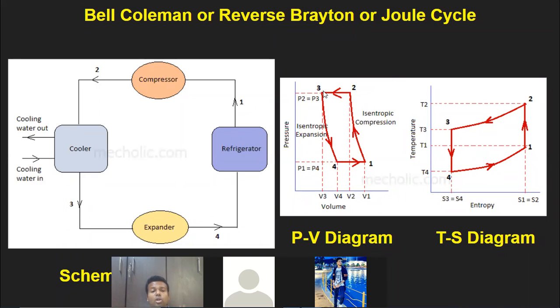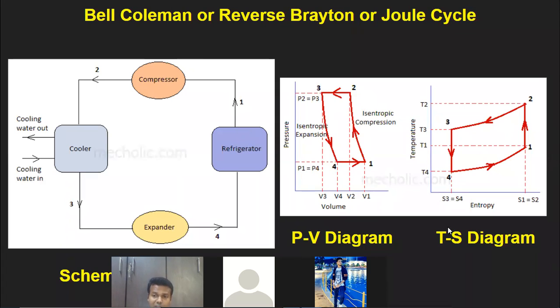2 to 3 is a constant pressure process, that is constant pressure cooling. So during 2 to 3, heat gets rejected. If we need to calculate what amount of heat is rejected, how will you do that? Since 2 to 3 is done at a constant pressure, it is Cp into change in temperature.